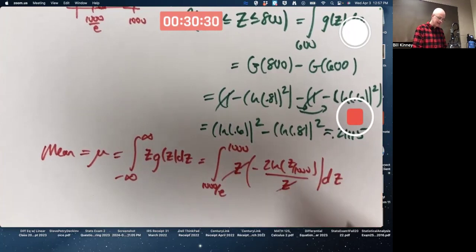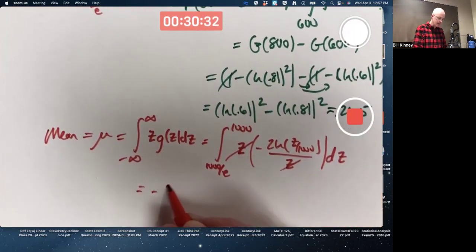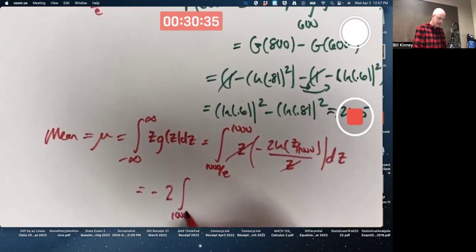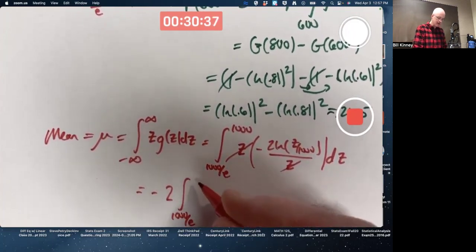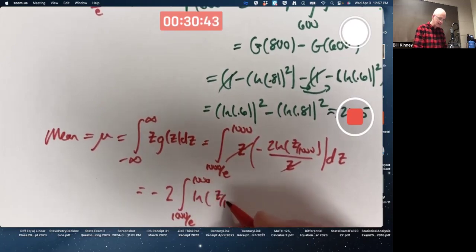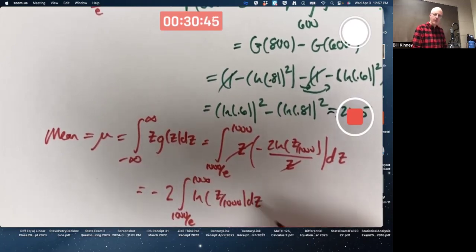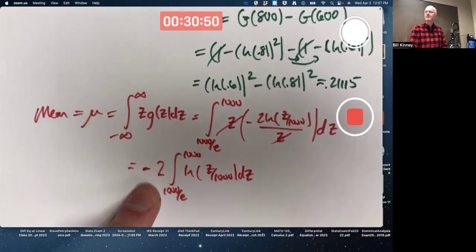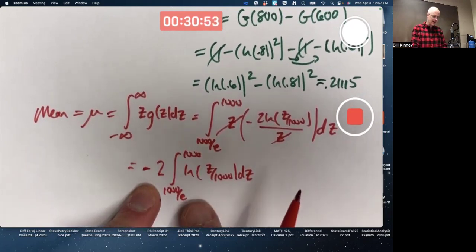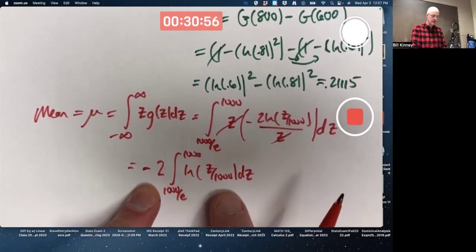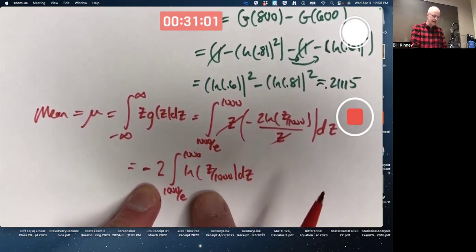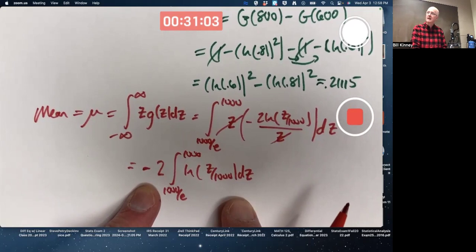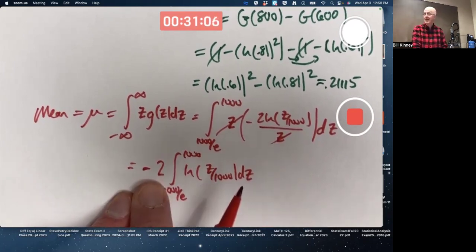Looks pretty complicated, though it does simplify a bit. The Z's cancel. You can bring the negative 2 out in front. Negative 2 times the integral from 1,000 over e to 1,000 of ln of Z over 1,000. This is a positive quantity in spite of the negative sign right there, because when Z is between 1,000 over e and 1,000, it's less than 1,000. Z over 1,000 is less than 1, and so ln of that is negative. You're integrating a negative quantity to get a negative integral, times a negative number there will be a positive number in the end.